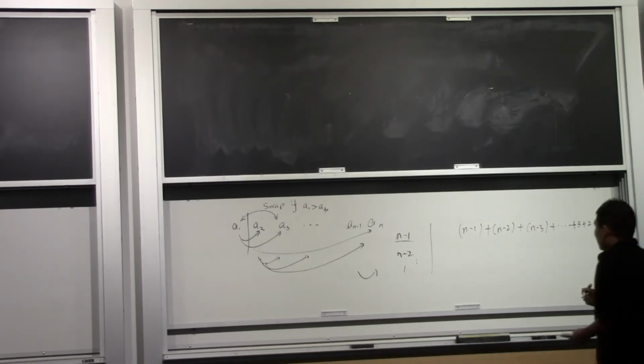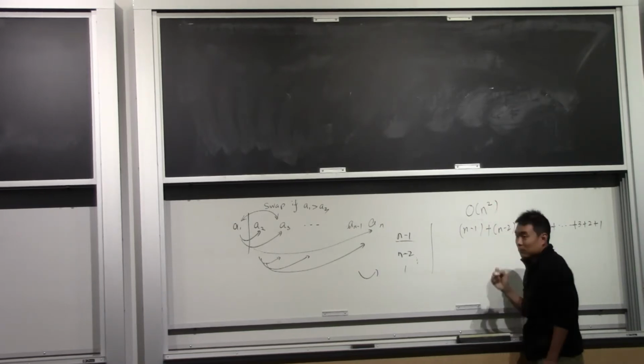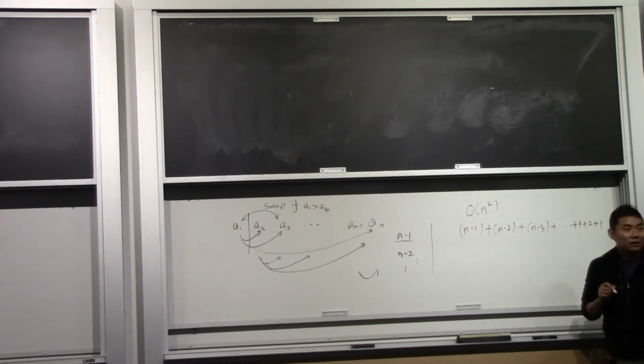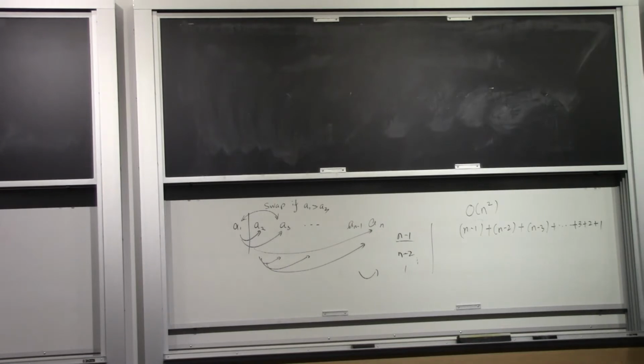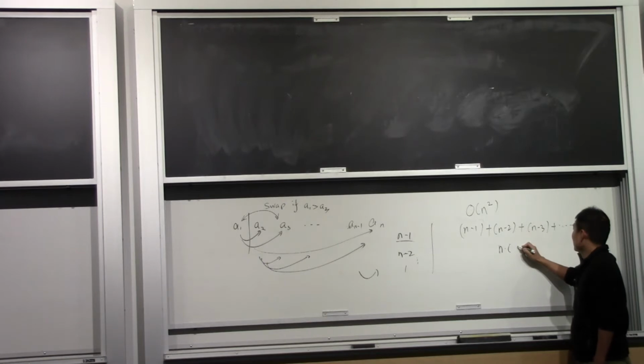N squared? Not exactly n squared. In big O notation, it is n squared, but it's not exactly n squared. How to calculate this? Yeah, go ahead. N times n plus 1 all over 2. N minus 1, I think. N times n minus 1, okay, all over 2. Okay, fantastic.